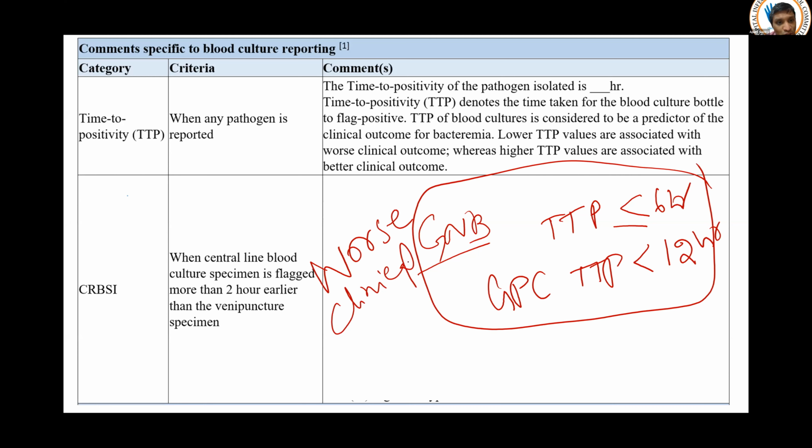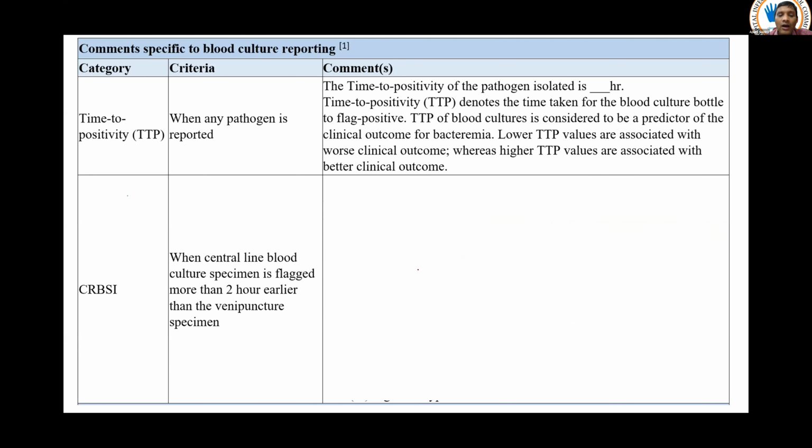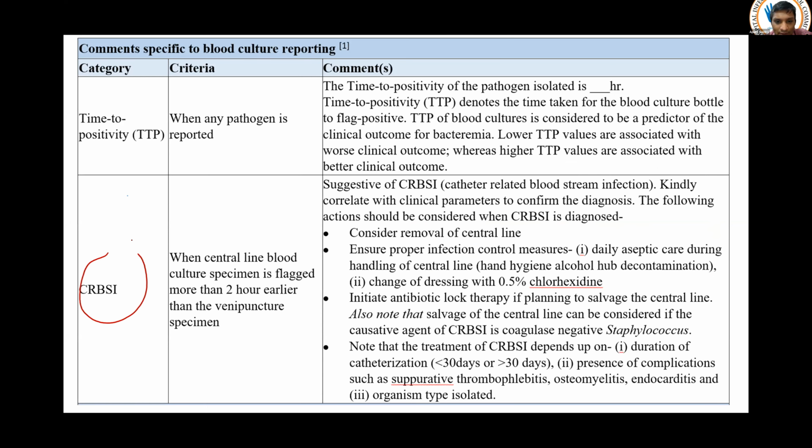So it is a prognostic marker. Time to positivity is a prognostic marker, and this information should come in your clinical report. We always report TTP in our blood culture report. And of course, whenever we get CRBSI, we have a set of 4-5 comments. These are the set of comments which we add to our culture report when we get CRBSI.